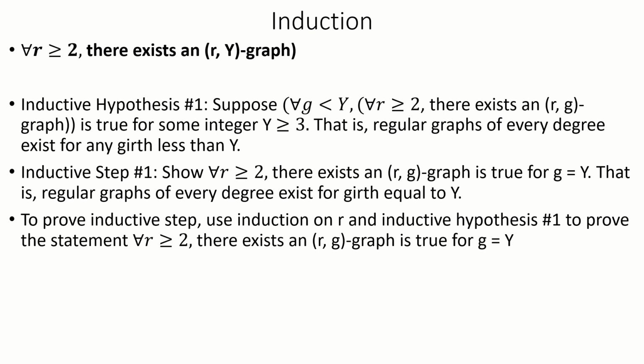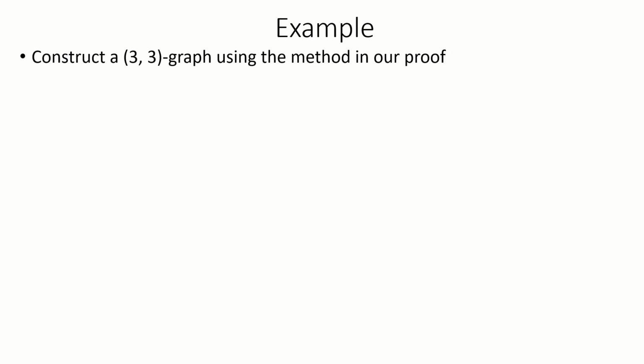This completes our first inductive step, and together with base case 1, proves that for all r, g greater than or equal to 2, there exists an rg graph. It can really clarify things to construct some rg graphs using the method in our proof. Let's say we want to build a 3-3 graph. How do we do it using the method of construction in our proof?